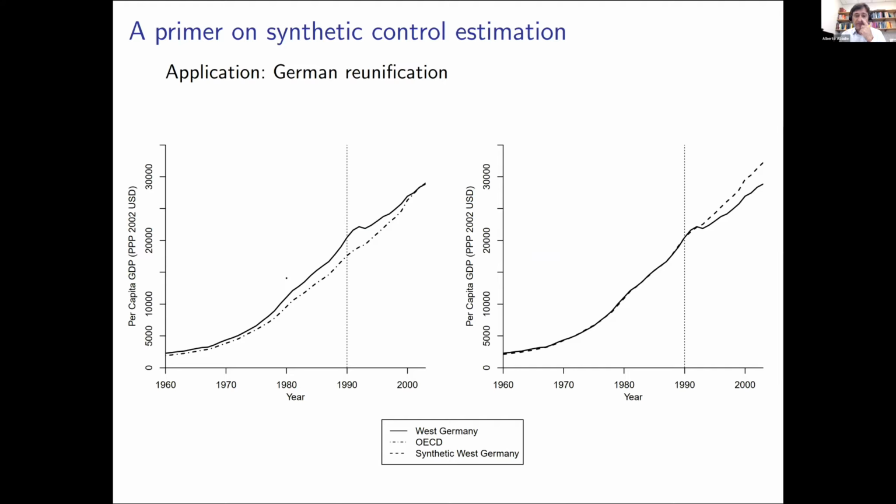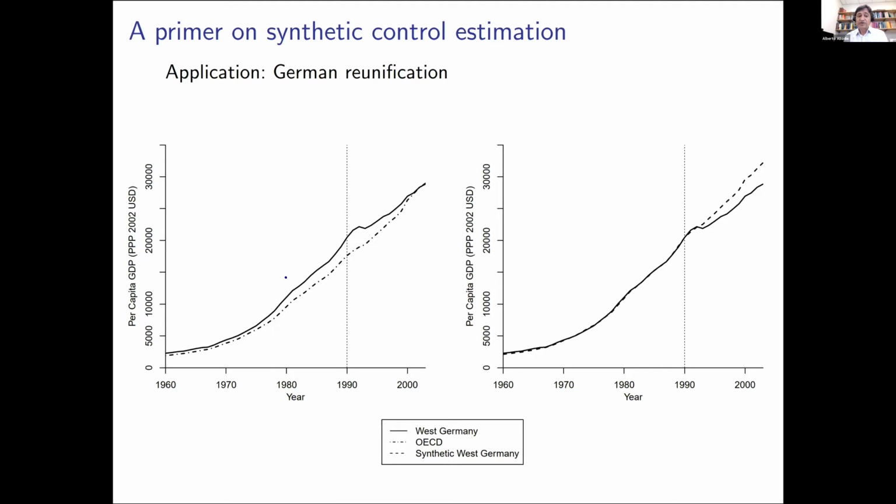So let's look at the first application of a synthetic control estimation. This is an application to the effects of the German reunification on GDP per capita in West Germany. So what we see in the figure on the left-hand side is the series of GDP per capita for West Germany before and after the reunification in 1990. And we also see the same series for a sample of OECD countries.